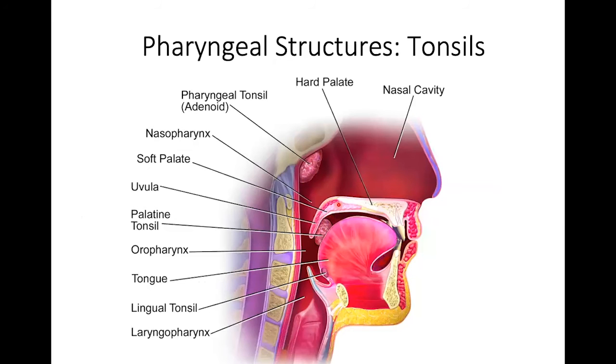And so if we look at this image here, you can see there's your soft palate, and there is your nasopharynx. There are the pharyngeal tonsils located superior to the soft palate within that nasopharynx.